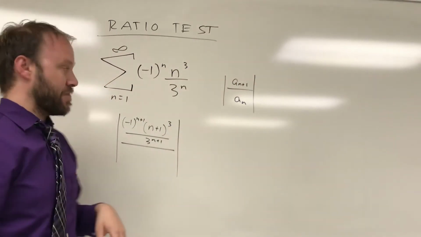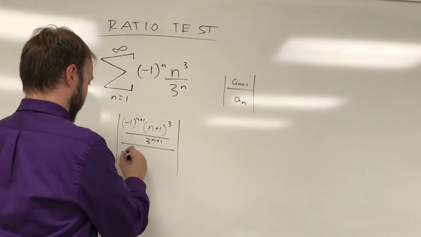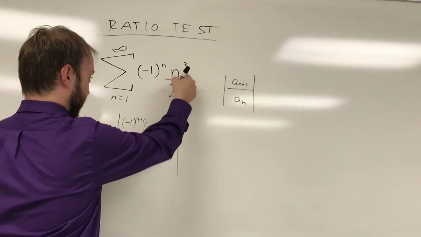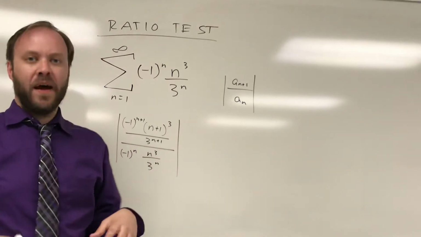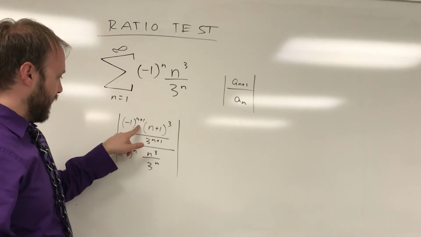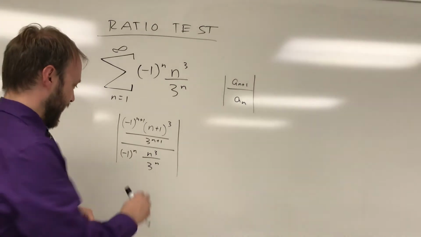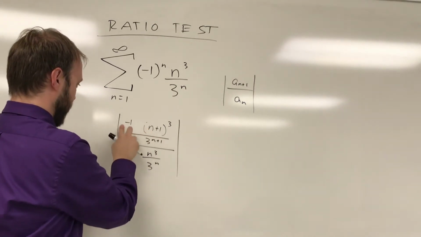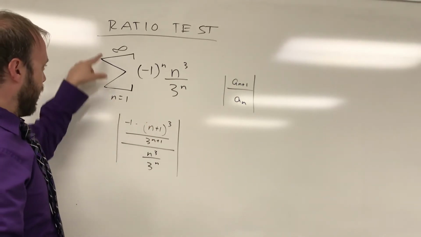Now my bottom term is the nth term. That's just the original term of the series: -1 to the n over n cubed over 3 to the n. Now, if you look at a couple things here, I have n -1s, I have n plus 1 -1s. All of these are going to cancel all but one of these, and that's going to leave me with just a single -1 in the top. Now notice though, being multiplied by that, n is always positive.